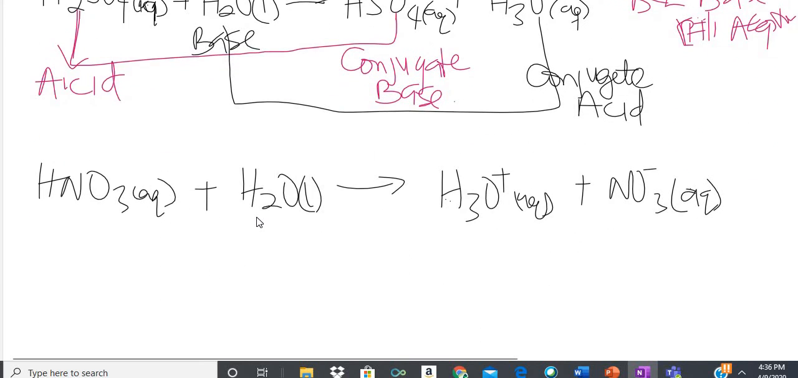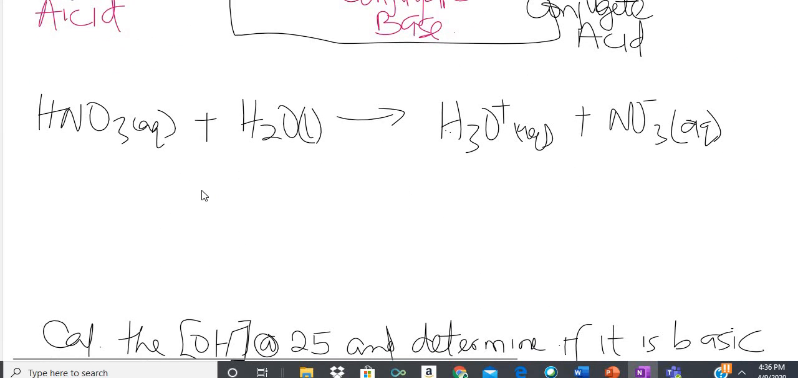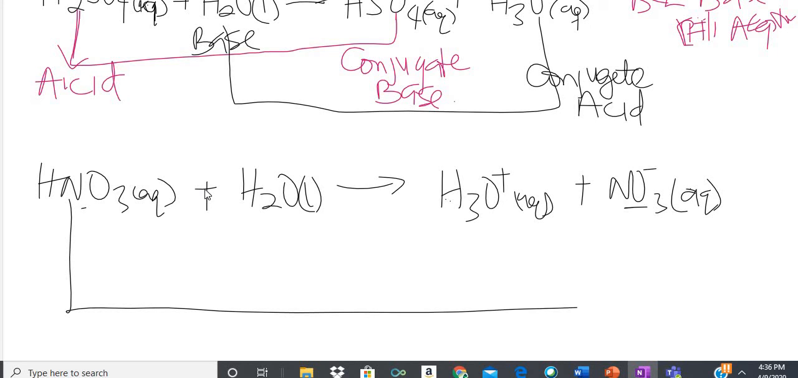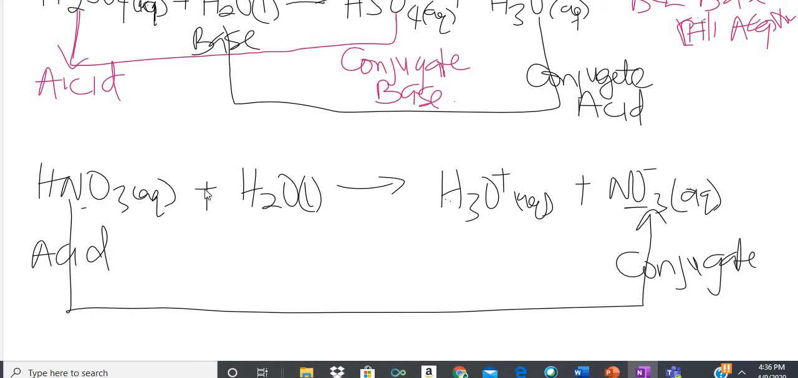In the next example, we have this HNO3 and water. HNO3 lost hydrogen to become NO3. So it is a proton donor, right? And since it's a proton donor, it's going to be the acid. And this becomes the conjugate base.